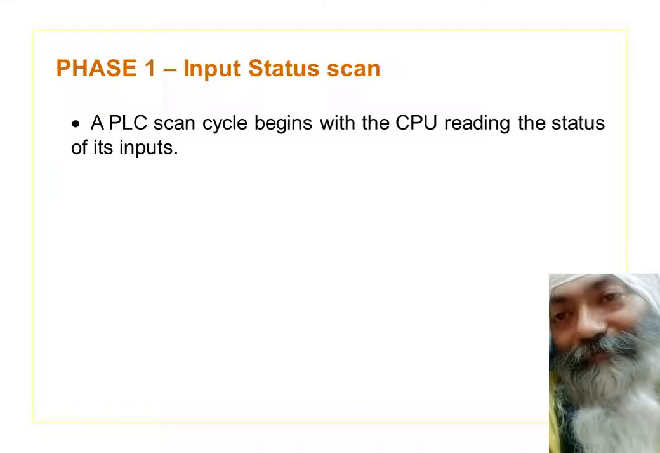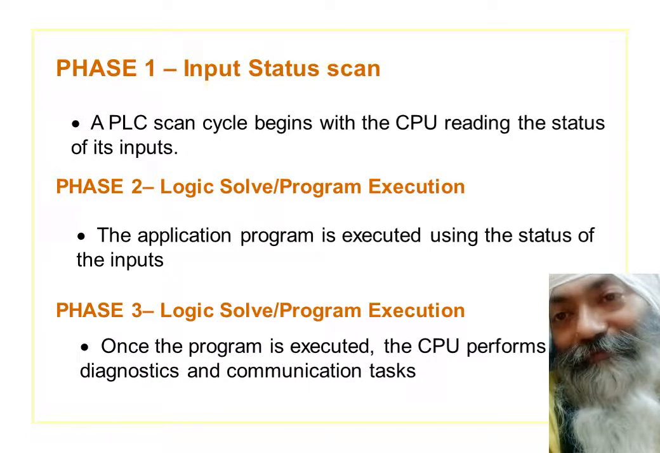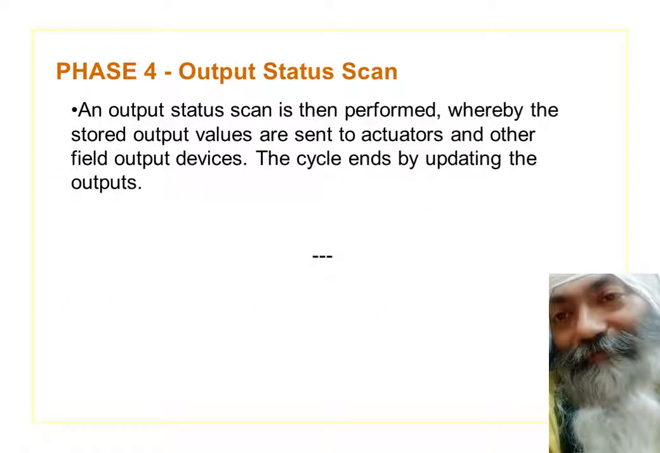So as I have explained, phase 1 is input scan, phase 2 is logic resolve or program execution, phase 3 is logic solve for program execution. It's executed and communicated, but before that the CPU performs diagnostics and communication tasks, communication to other similar controllers, where the output status scan is performed, and all the stored values are sent to the actuators and other field output devices. The input is taken from the sensors and the output goes to the actuators.